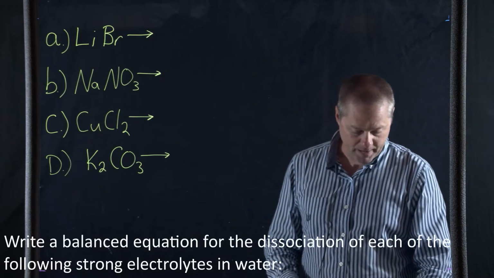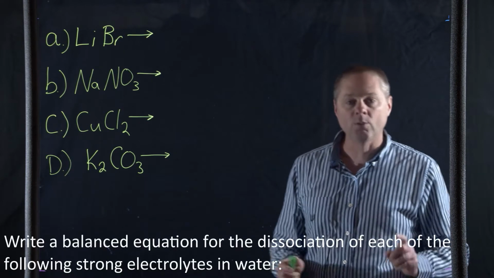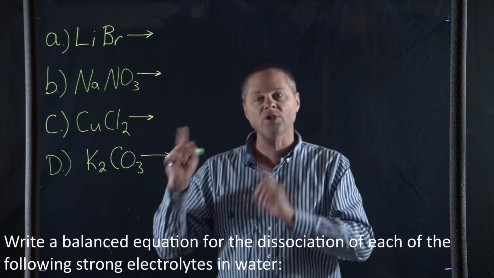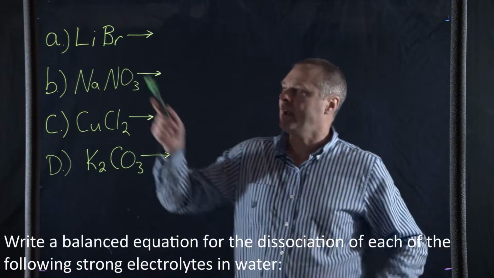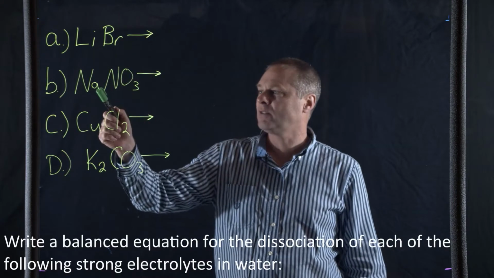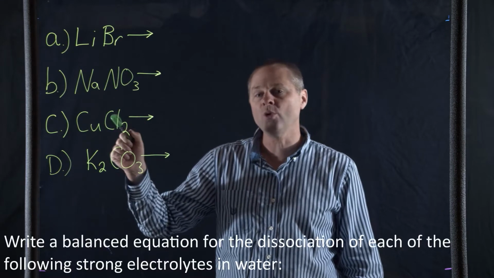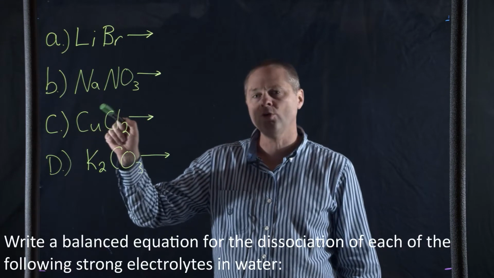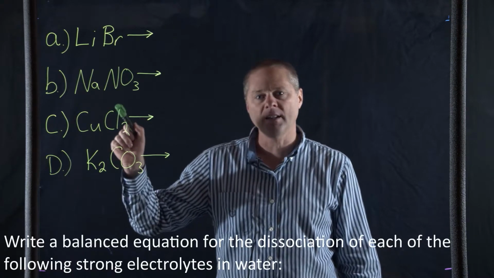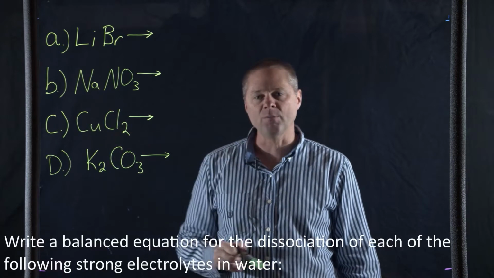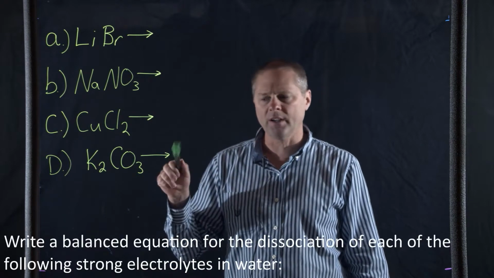here, it asks: write a balanced equation for the dissociation of each of the following strong electrolytes in water. Now, a strong electrolyte is going to be a salt that is going to dissolve into water. And what you have here is lithium bromide, sodium nitrate, copper 2 chloride. The reason it's called copper 2 chloride is because the copper has a +2 charge. If you look on the periodic table as to where copper occurs, it's in that transition metal area. And so we really don't know the charge because of where it's located on the periodic table.